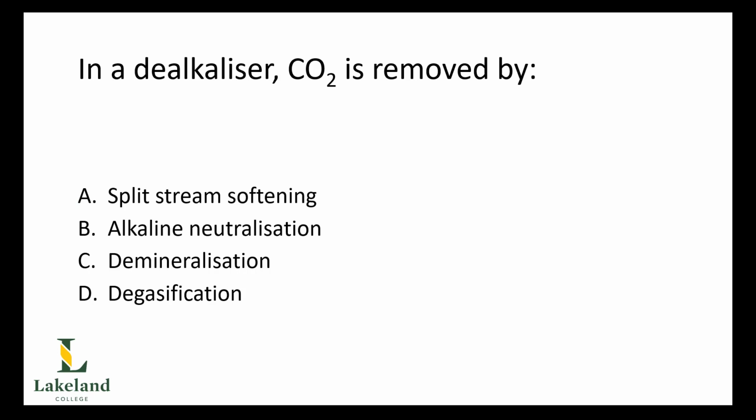Okay, next. In a dealkaliser, CO2 is removed by what? Split stream softening, alkaline neutralization, demineralization, or degasification. It's another question relating to figure 10. We have to remove it via degasification in a simple degasifying tower, and we do that by simple aeration. That is a counterflow action of the water flowing down over packing and the air being blown up. And then we get our effect known as aeration, which, as you might recall, not only addresses CO2, it also addresses iron, manganese, ammonia, hydrogen sulfide, as well as bacteria. Very powerful treatment method, aeration.